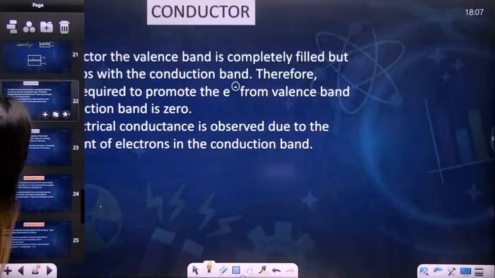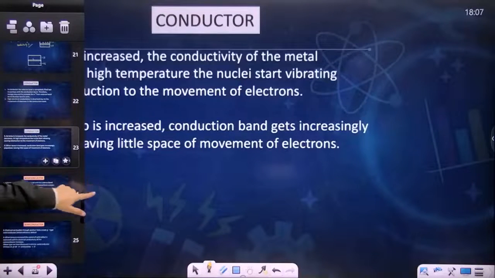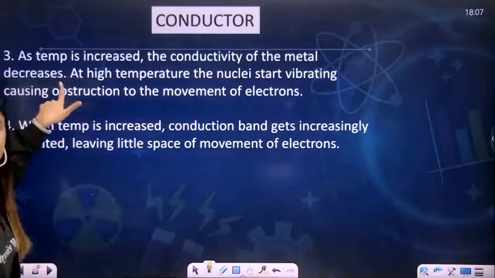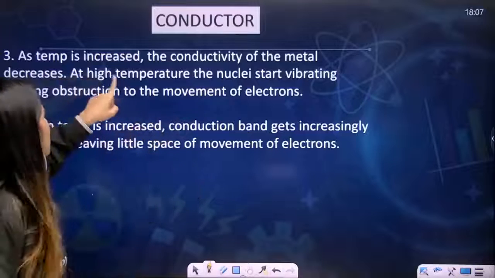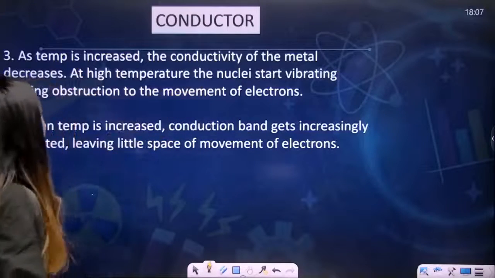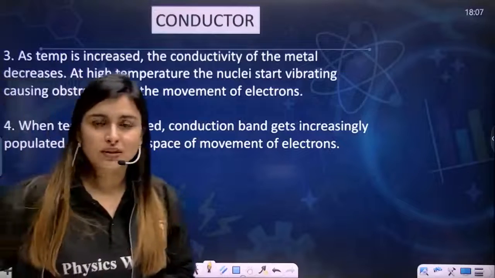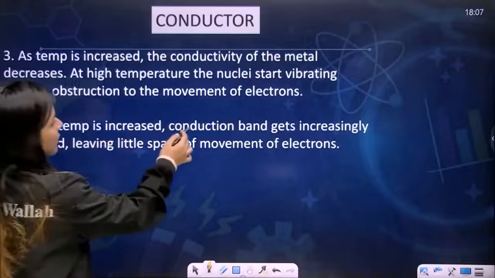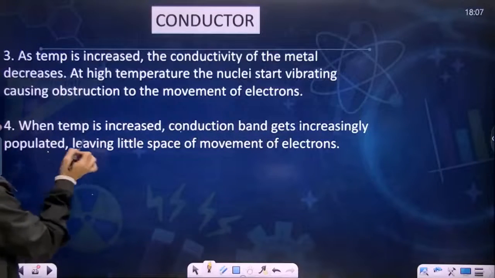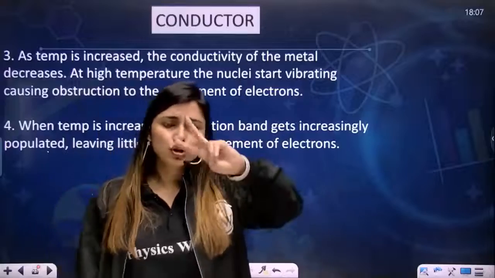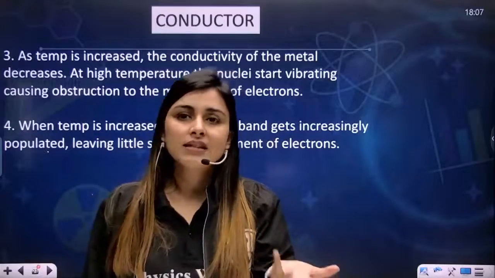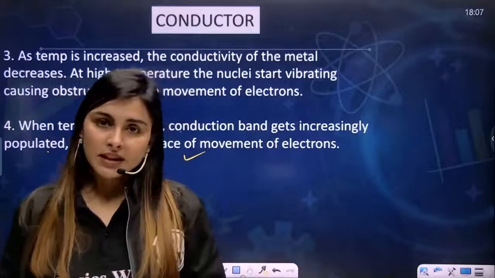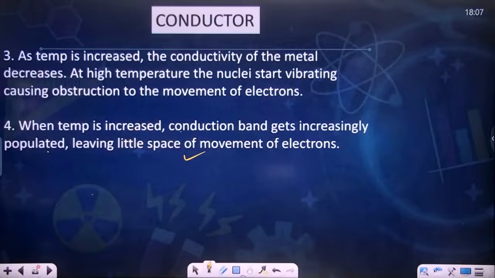Now just see. Next point: as the temperature is increased, the conductivity of the metal decreases. Why does it decrease? I gave you the reason. At high temperature, the nuclei start vibrating, causing obstruction to the movement of electrons. Either you can give this technical answer, or you can say that when you increase the temperature, the conduction band gets completely populated, leaving little space for movement of electrons. So there are two different reasons. You can use any reason. I generally give this reason because this makes you understand things very easily. Please write it down, then we'll move forward.